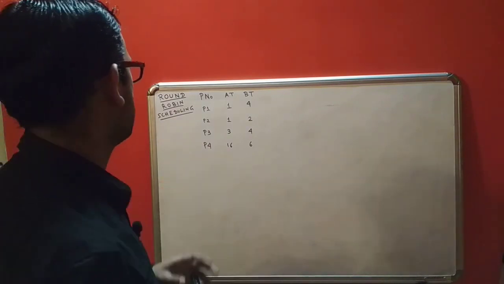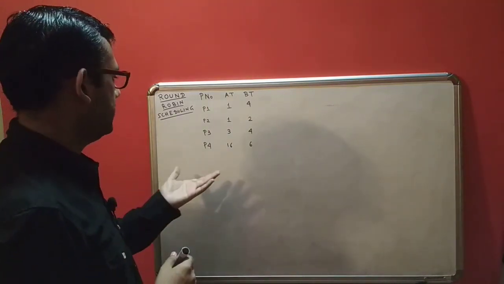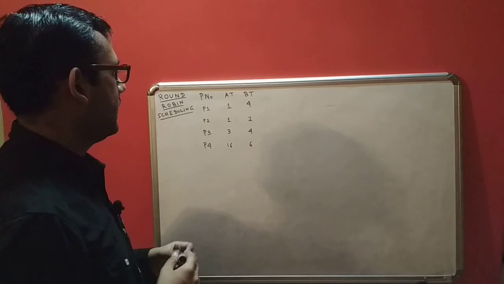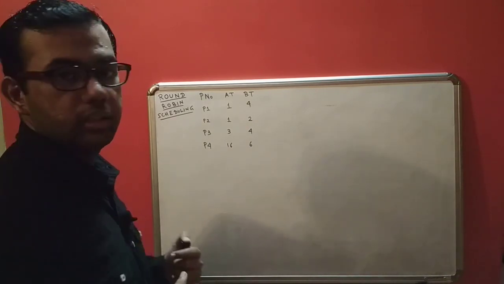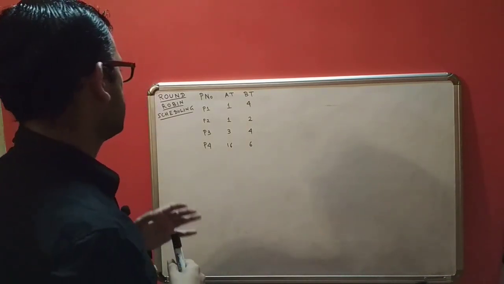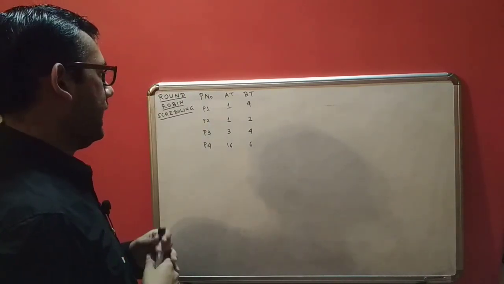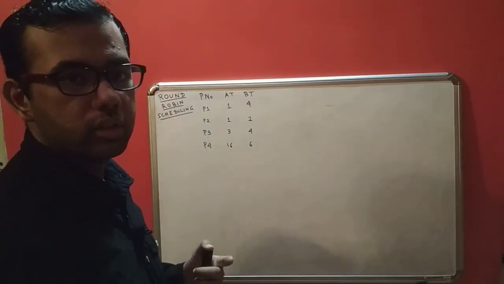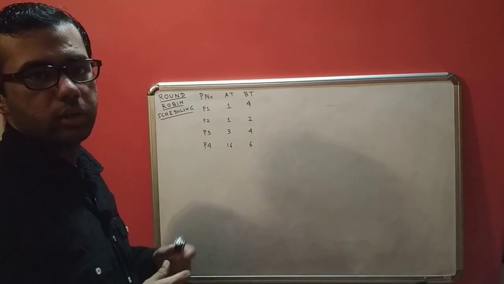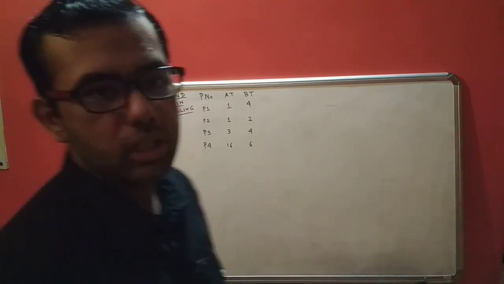So let's solve this question. We have been given 4 processes and we have to find the various parameters that are associated with these processes, and using which scheduling algorithm? Using the round robin scheduling algorithm.